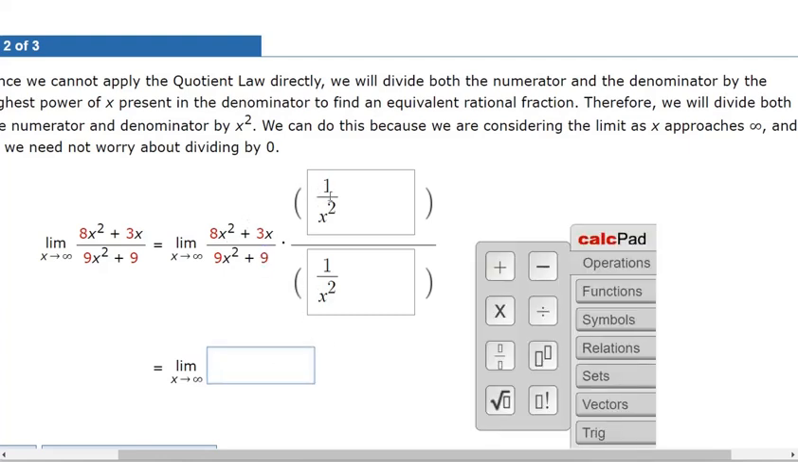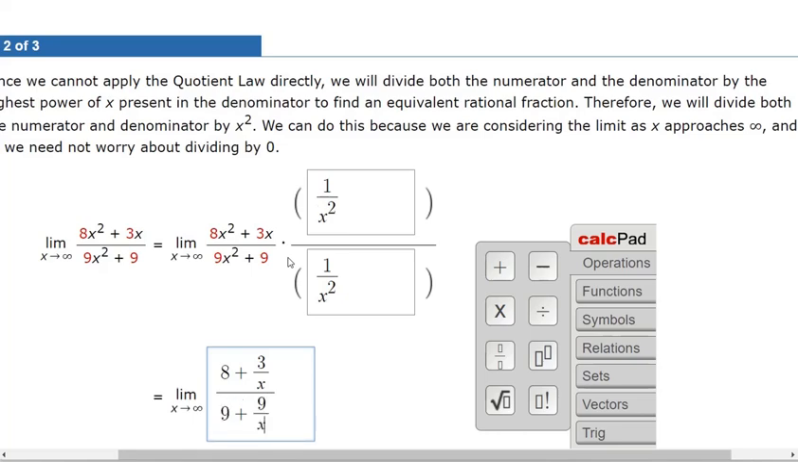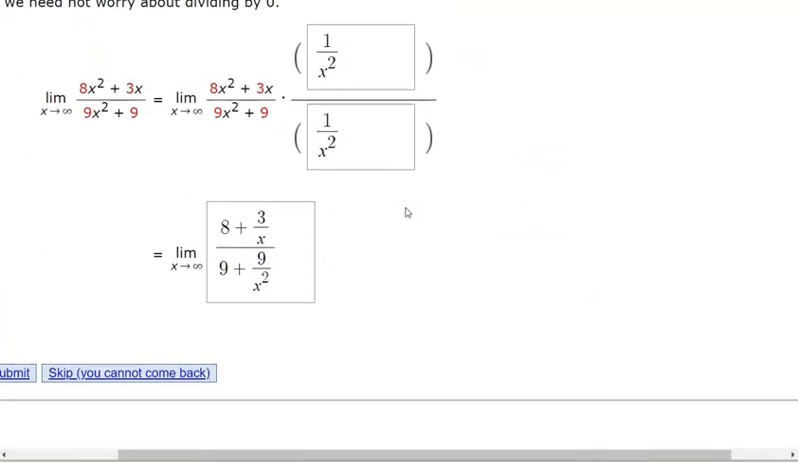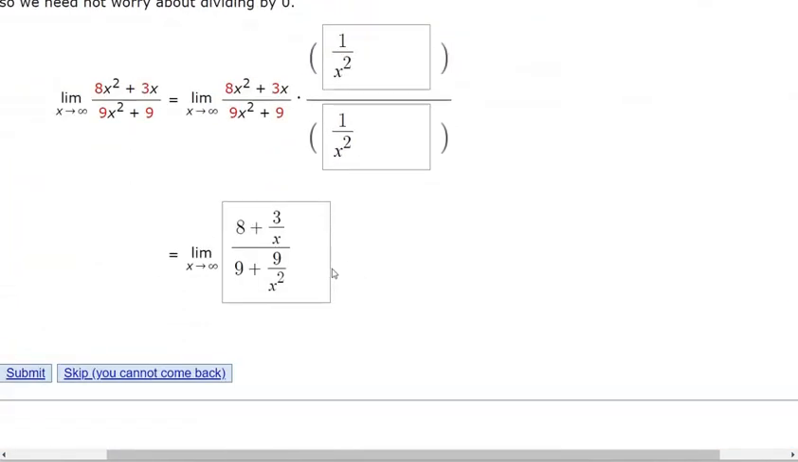So 8x squared times 1 over x squared just makes 8. And then 1 over x squared times 3x makes 3 over x. That's the numerator. And the denominator, 9x squared times 1 over x squared makes 9. And then 9 times 1 over x squared makes 9 over x squared. And so that's what we're looking for, because now we can apply the quotient law of limits. The limit as x approaches infinity of the numerator is going to be 8. The limit as x approaches infinity of the denominator is 9.